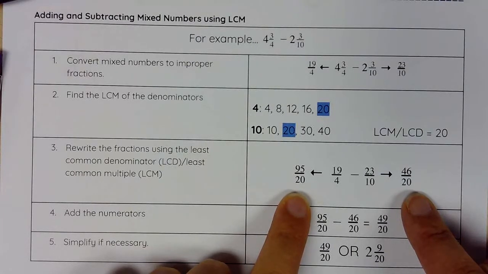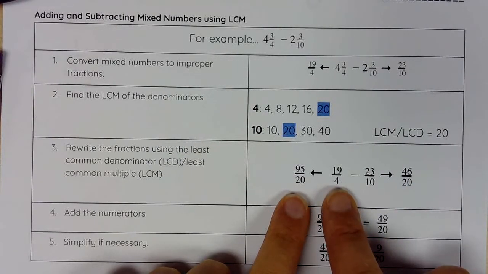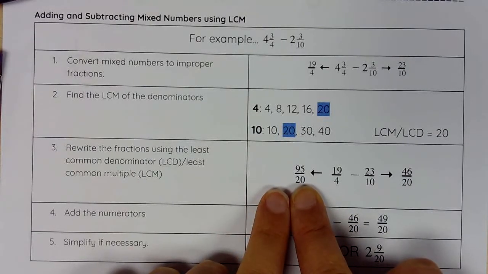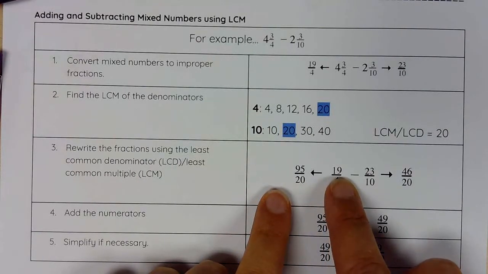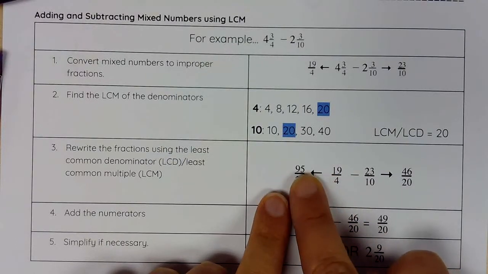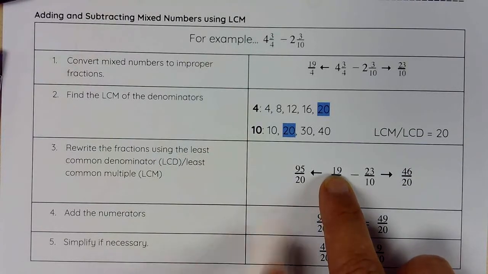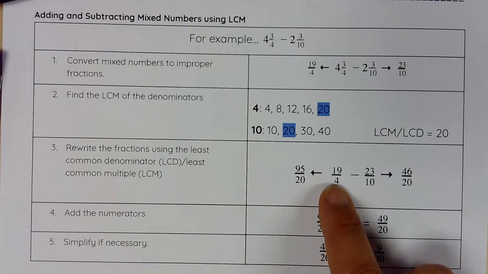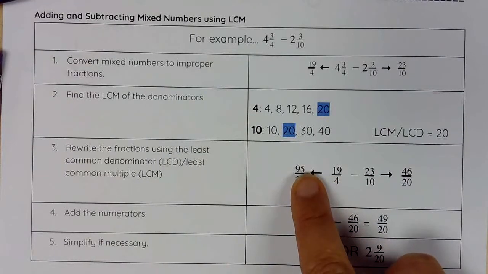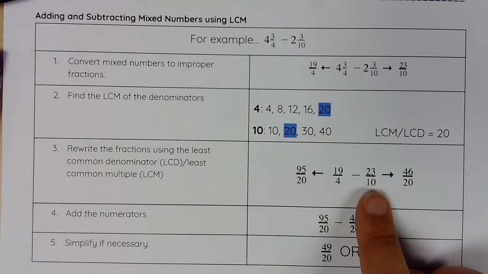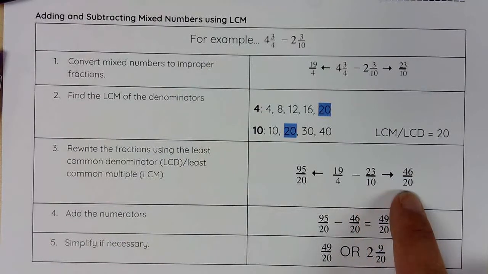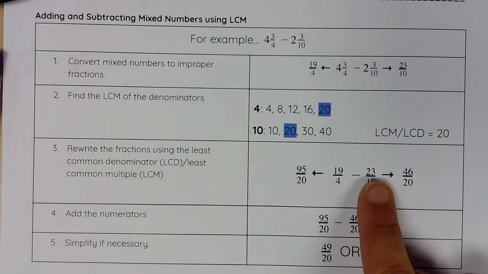From there, we make sure that we are finding the equivalent fraction. So down here, I multiplied 4 by 5 to get 20. To make sure that my fraction is equivalent, I multiply my 19 by 5 as well. Whatever I do to the bottom, the denominator, I need to do to the numerator as well. So 4 times 5 is 20, and 19 times 5 is 95. Then I do that for my second fraction as well. Here, to get from 10 to 20, I multiply by 2. So then I also multiply my numerator by 2 as well.